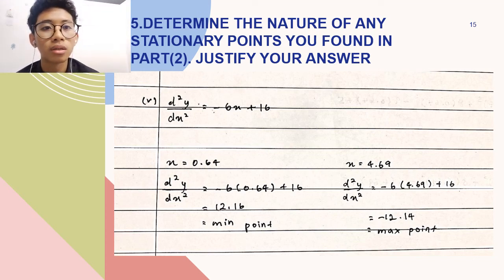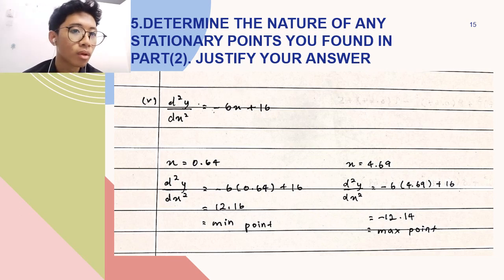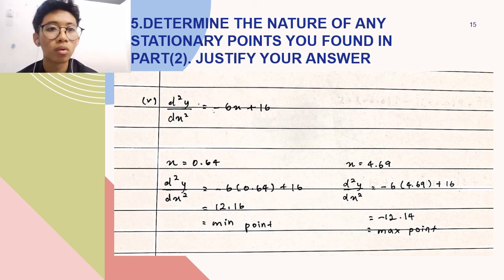Next is x equal to 4.69. We put x equal to 4.69 into the d²y/dx² equation, which is negative 6 multiplied by 4.69 plus 16. And the final answer is negative 12.14.